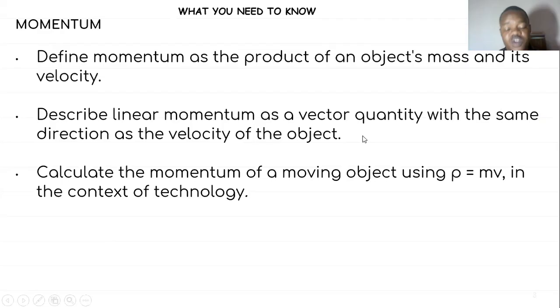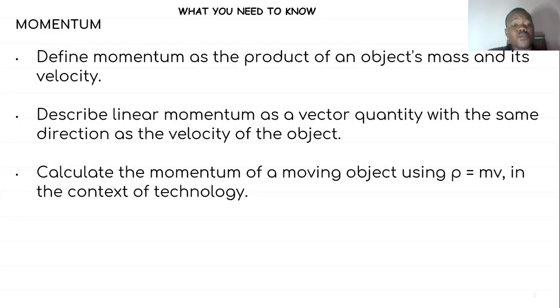Then we must be able to describe and really explain that linear momentum is a vector quantity with the same direction as the velocity of the object. Right, so this already tells us that momentum is a vector quantity, and we remember that if it is a vector quantity, it means that it has both magnitude and direction.